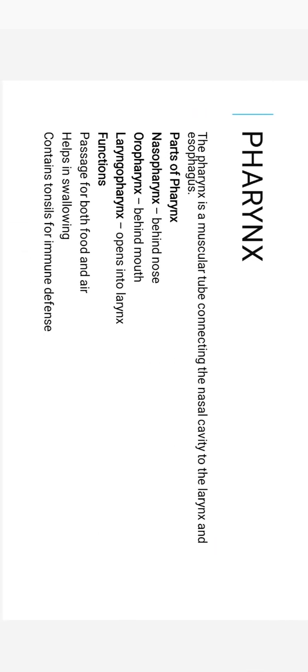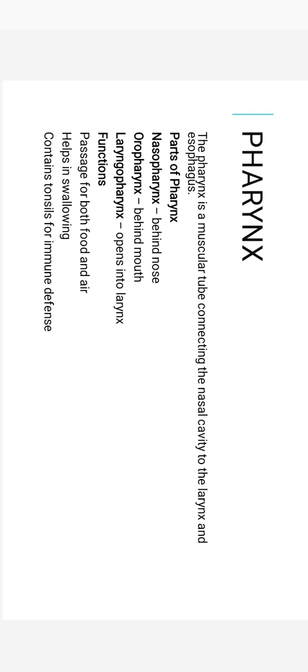Next, pharynx. The pharynx is a muscular tube that serves as a common passageway for both air and food. It extends from the nasal cavity to the larynx and esophagus. Since both respiratory and digestive systems pass through this region, the pharynx plays an important role in breathing as well as swallowing. The pharynx is divided into three parts.